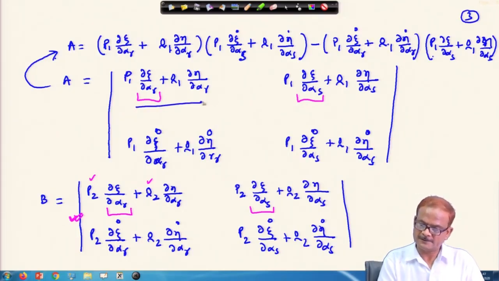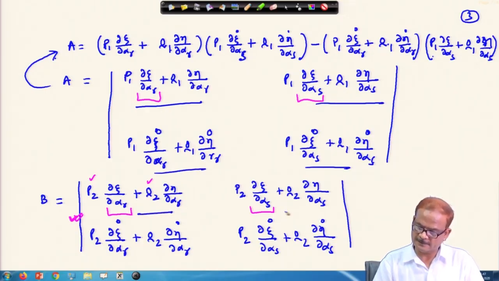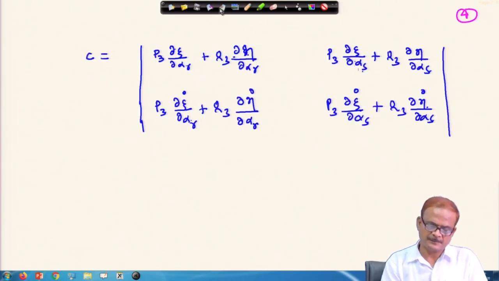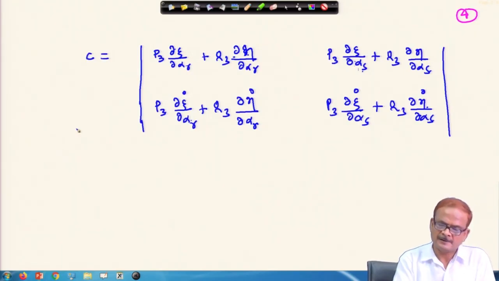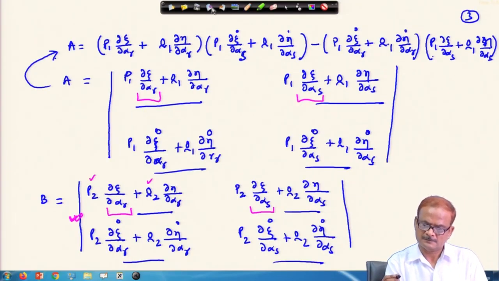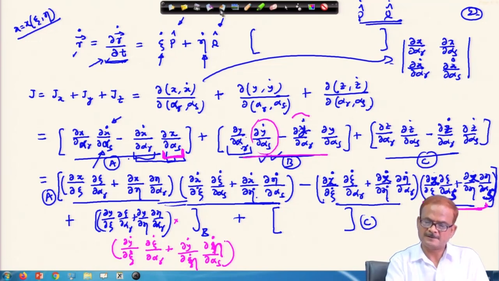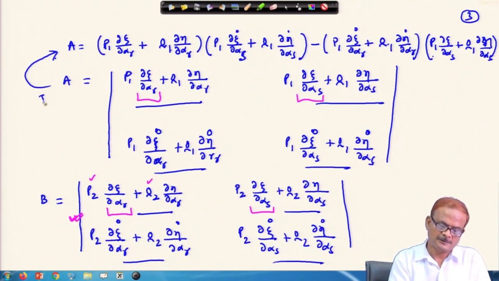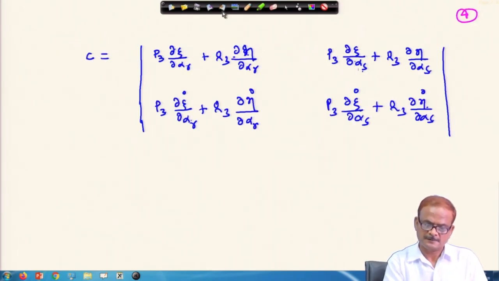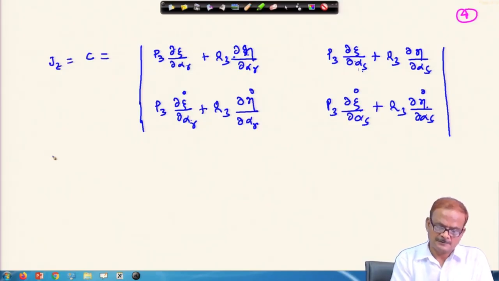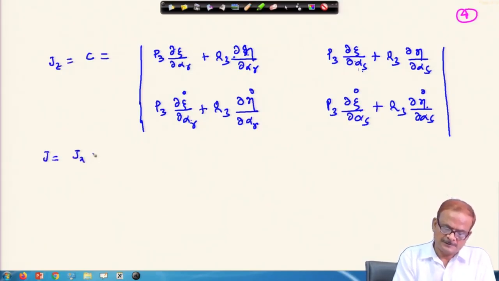So, here α_r is appearing, α_s is appearing, α_s, α_r, everywhere we can see α_r, α_s. It is repeating the same pattern, and therefore, if we add all of them, this is basically what we have written as A, B and C. This is nothing but your J_x, this is J_y, and this part is J_z. So, J equals J_x plus J_y plus J_z.